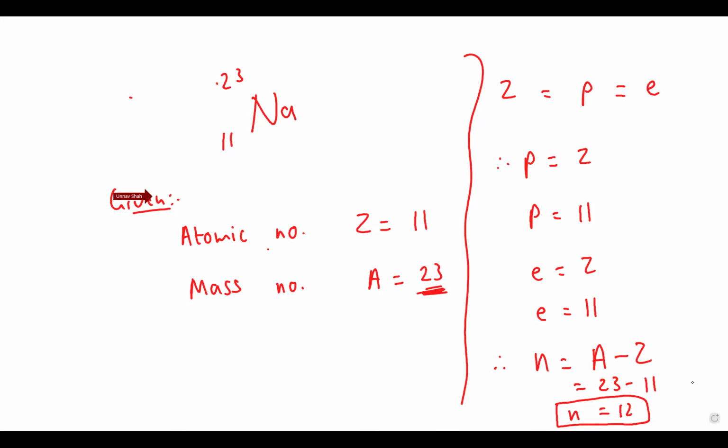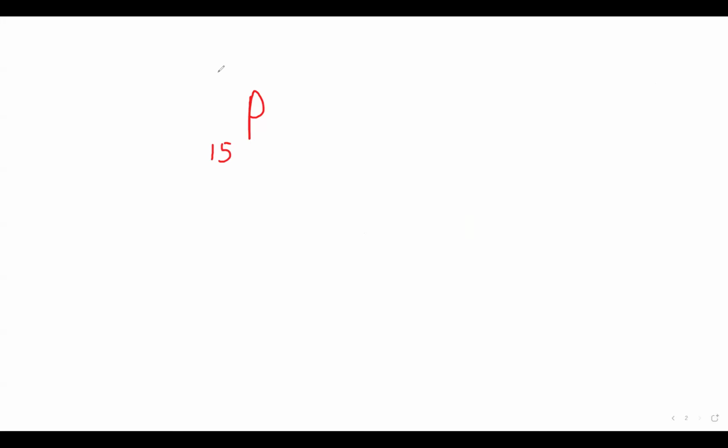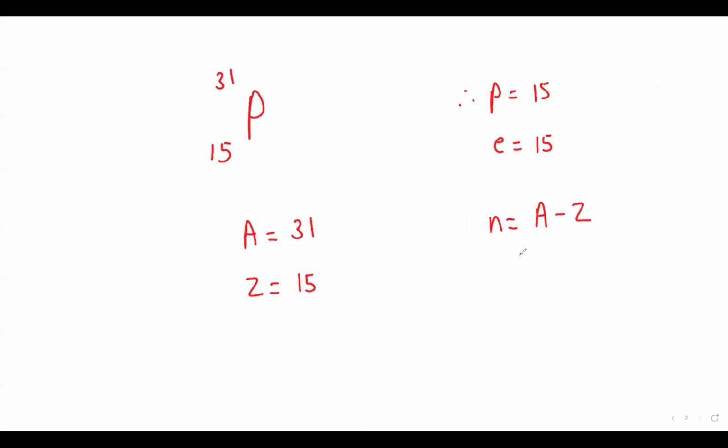Now do this. Suppose I give you phosphorus with 15 and 31. So tell me, what will be your A? A is 31. Z is 15. So proton is equal to 15. Neutron is equal to 15. Electrons are equal to 15. Wait. Neutron is A minus Z. 31 minus 15, which is 16. Understood. Very good.